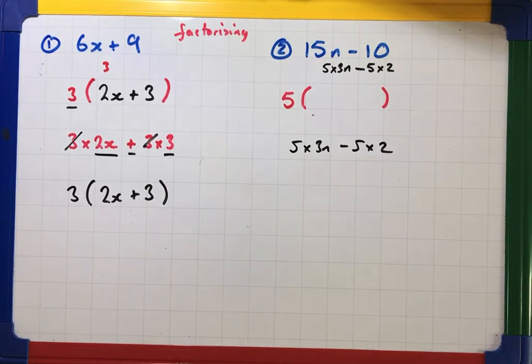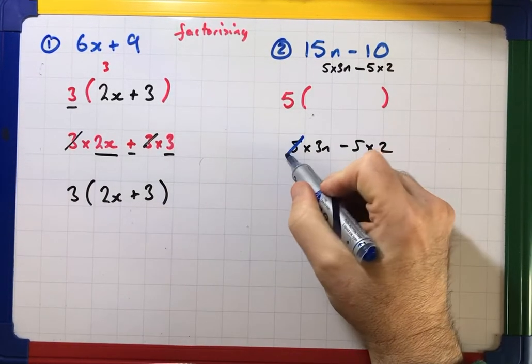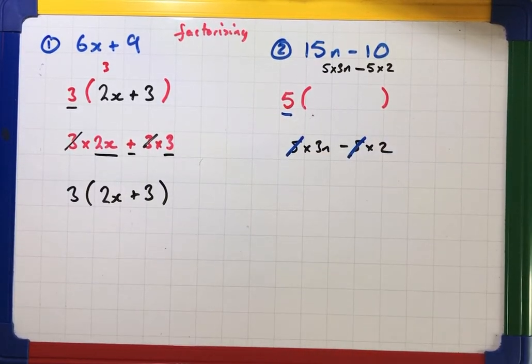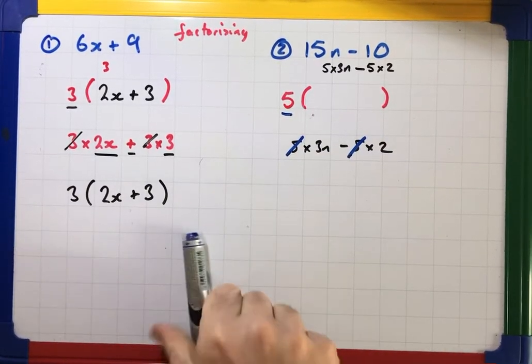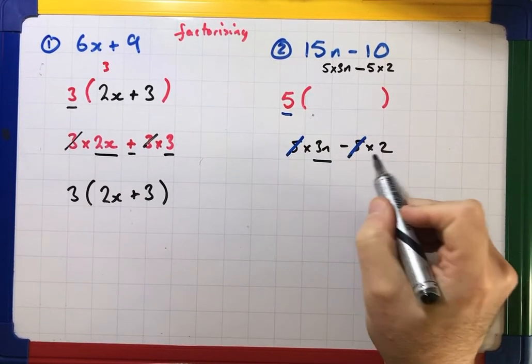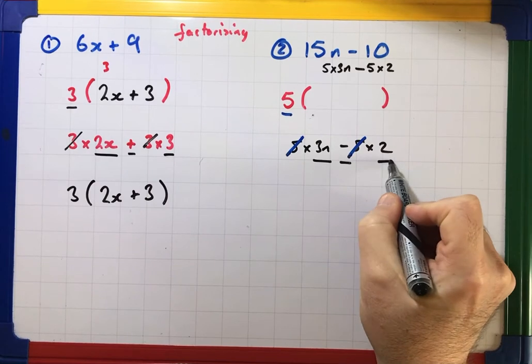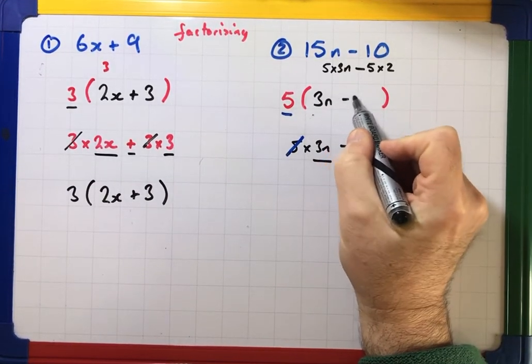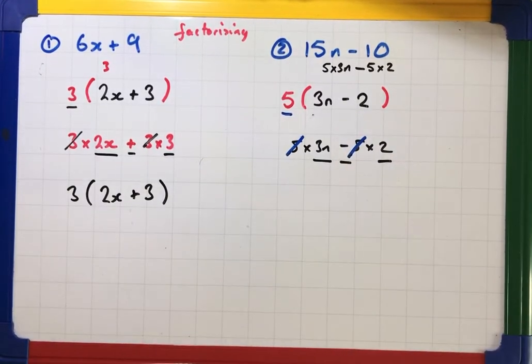Well, look, we've taken care of the 5, haven't we, by putting it on the outside, so we can forget about the 5. What are we left with? Well, if you look at it, we are left with 3n there and minus 2 there. So that is what goes on the inside of the bracket.